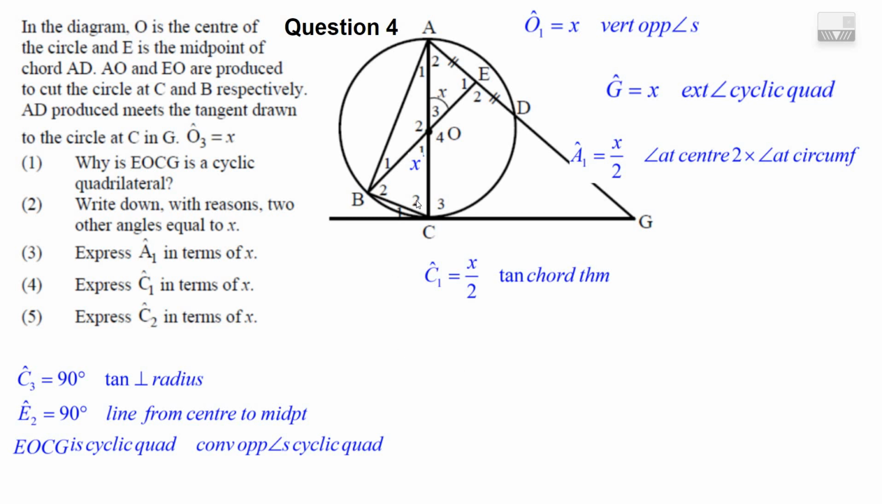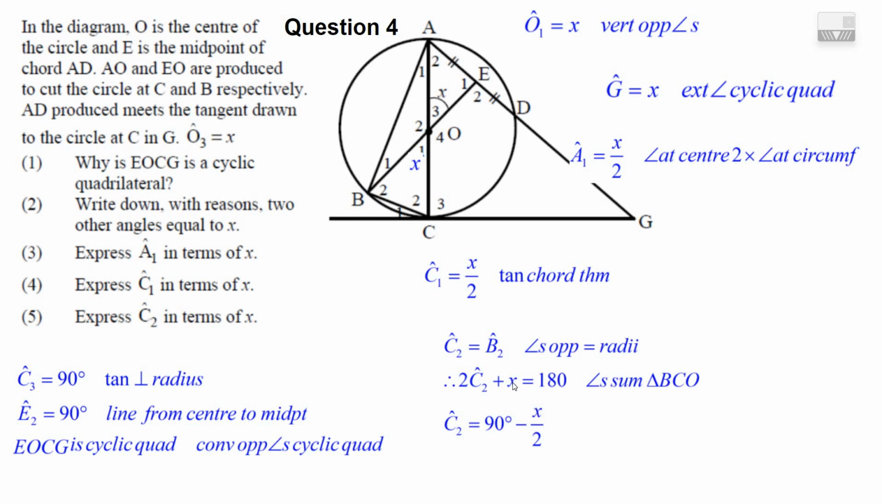Well, there's C2, but hang on, aren't these two radii equal? It's an isosceles triangle. So B2 and C2 have to be the same. And all of this has to add up to 180. So if C2 has to equal B2 because of angles opposite equal radii, 2C2 plus X has to add up to 180, the angles summing in triangle BCO. Well, all we do is subtract X and then divide by 2. We get C2. C2 must be 90 degrees minus X over 2.